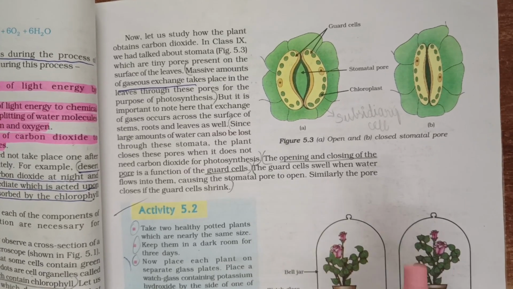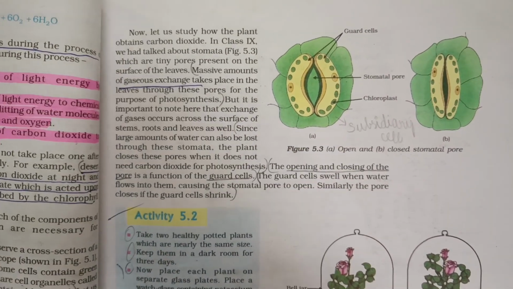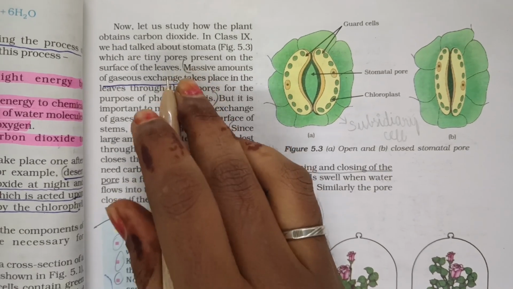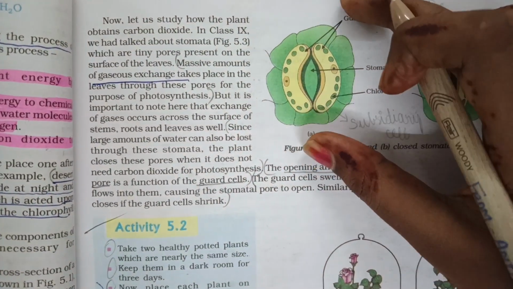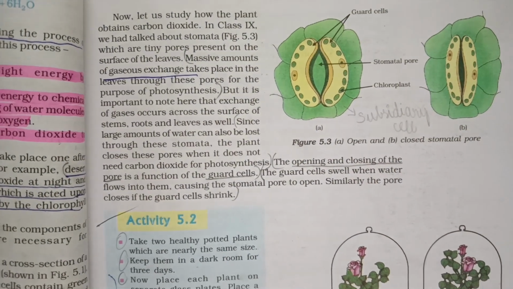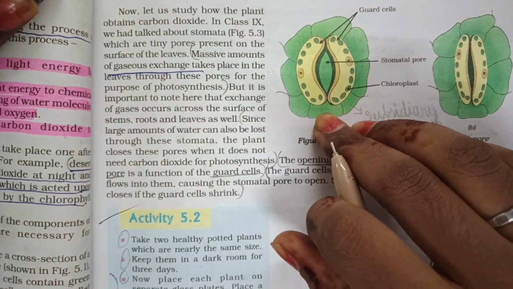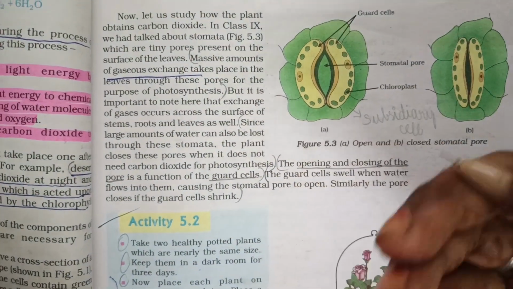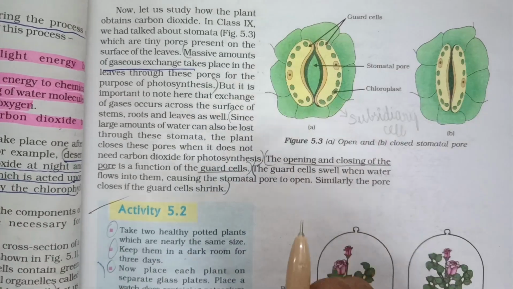Now let's learn about stomata. You have already studied about stomata in your class 9th. I hope you remember the concepts. Stomata are nothing but tiny pores present in the leaves. The function of stomata is gaseous exchange. Massive amounts of gases are exchanged in the stomatal pore. They also exchange in the root and stem as well, but most of the gaseous exchange takes place in stomata.